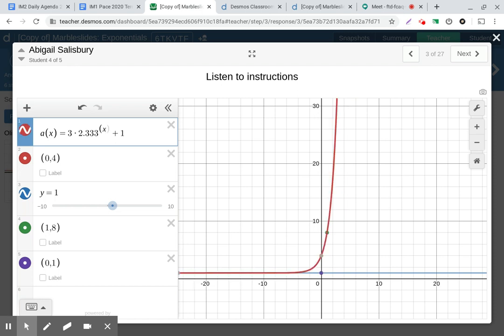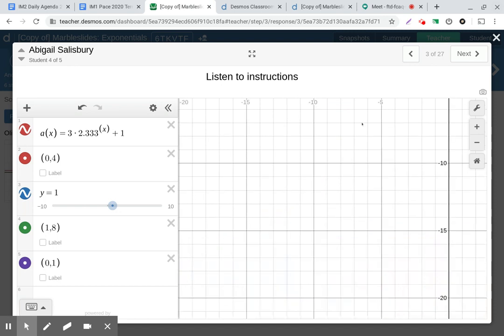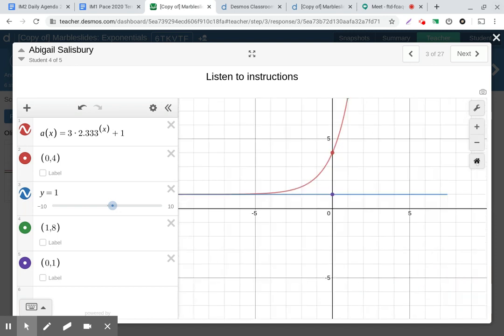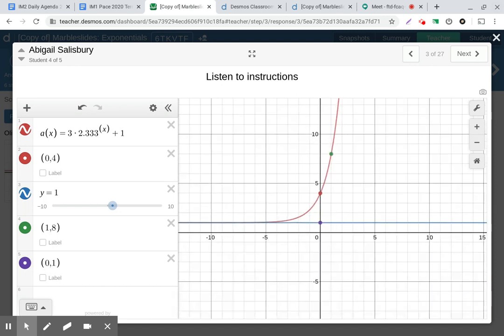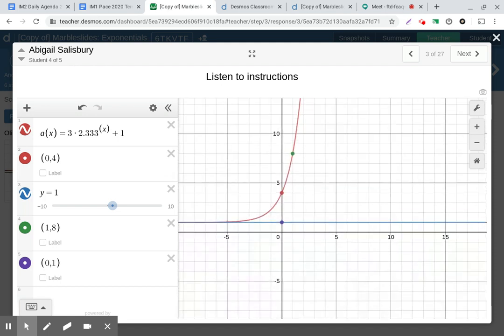Wait, how come it's not working? Now look at my screen. Whoops, hang on. So does it hit 0, 4? Yes. Does it hit 1, 8? Yes. Does it not hit y equals 1? Yep. Like Abby said, it touches it, but it doesn't really touch it. It almost touches it. So I tricked you guys. The rate was not double. The rate was actually what?